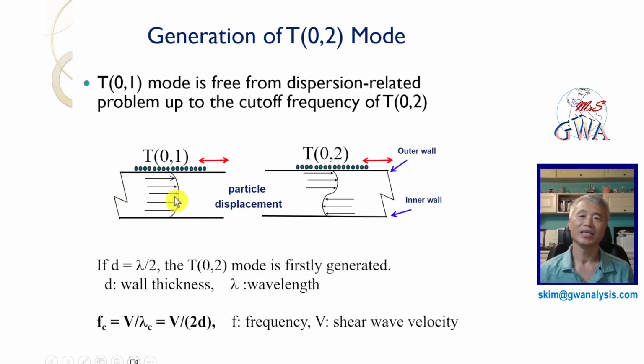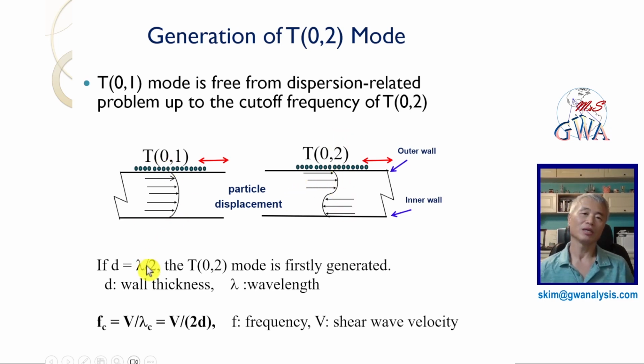As the frequency increased, the probe generated other torsional wave modes, such as the T02 mode. The T01 mode is free from the dispersion-related problem up to the cutoff frequency of T02 mode. The T02 mode is generated if half period of a tone burst transmitter is shorter than the travel time of T01 mode along the wall thickness.